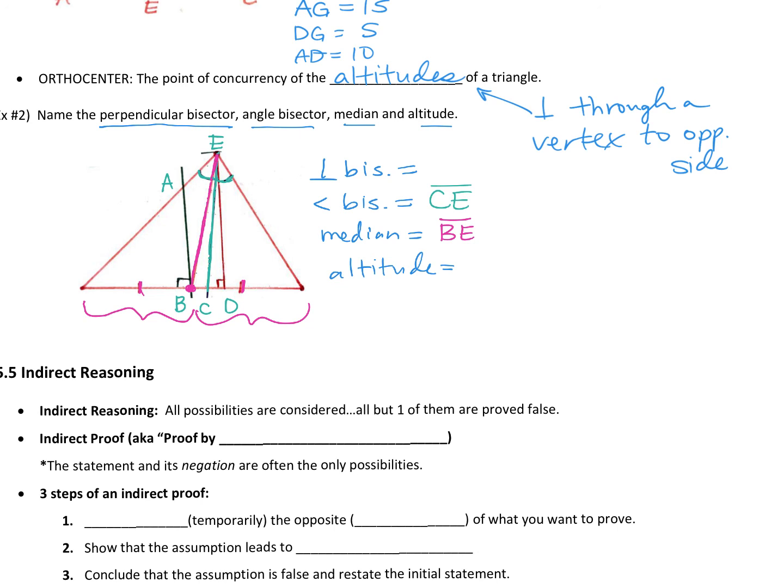Okay, now perpendicular bisector and altitude are both perpendicular, but they're different. One has to be a perpendicular bisector, so through the midpoint. One has to be through the opposite vertex. Which one is the perpendicular bisector? AB, yes. AB would be the perpendicular bisector, and that makes the altitude ED. Okay, it's perpendicular, but not necessarily through the midpoint. Questions on that?